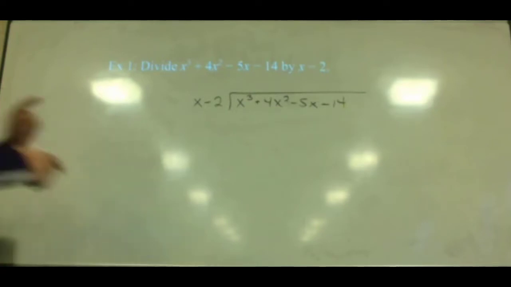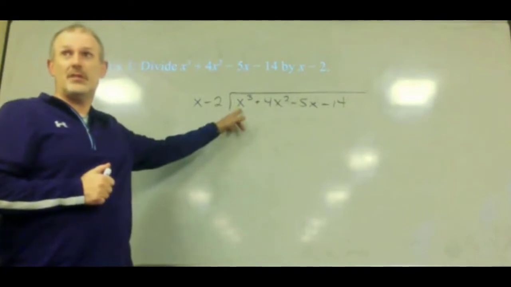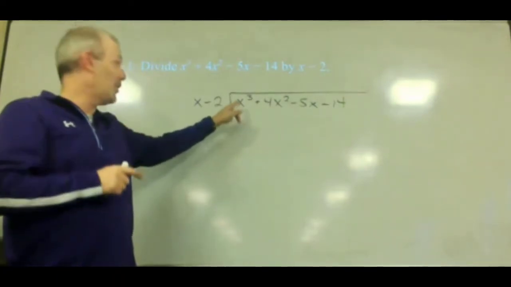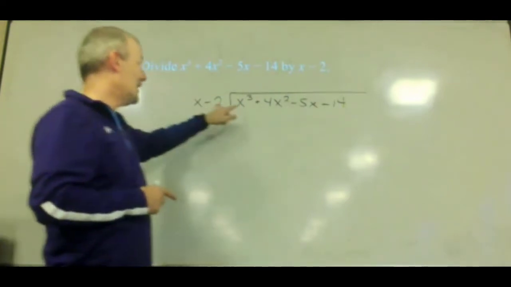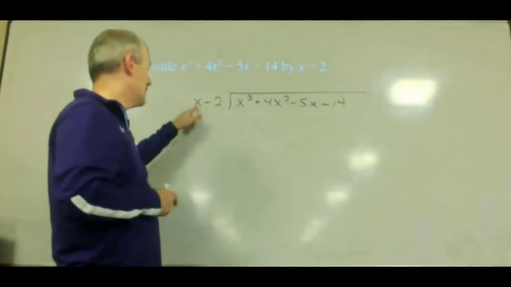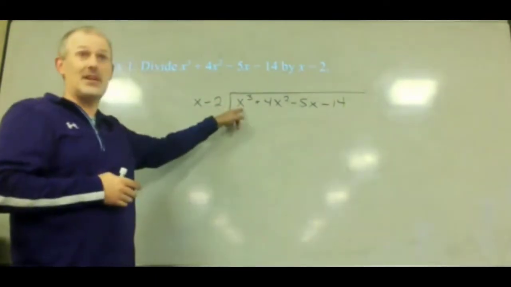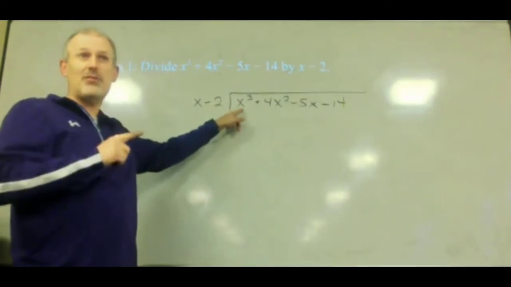Our goal is to make this term cancel out. We're always going to try and cancel out one term at a time. And we're going to try and get rid of this one first. So what we have to do is take the first term over here, the x, and turn it into this so that when we subtract, it will cancel out.